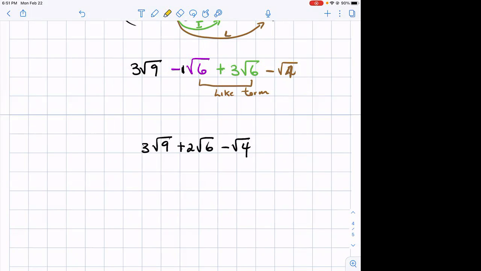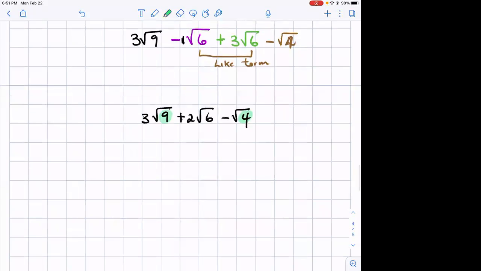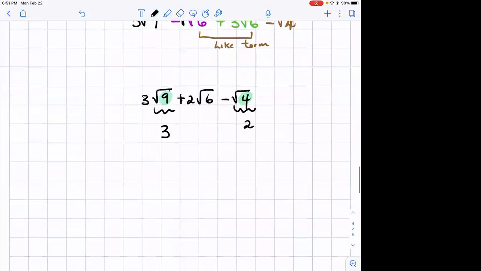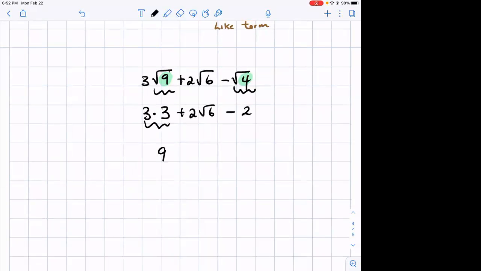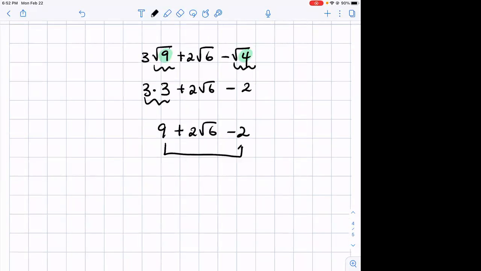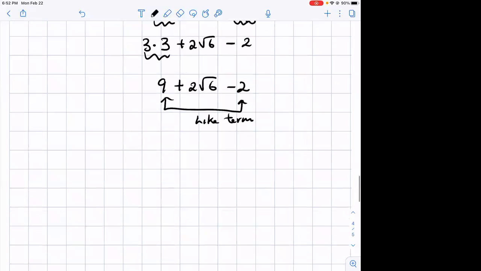And notice that we have perfect squares here, so those can be simplified. The root of 9 we know is 3, and the root of 4 we know is 2. So this becomes 3 times 3 plus 2 root 6 minus 2. 3 times 3 is 9, so 9 plus 2 root 6 minus 2. And once again, we have some like terms. So finally, we have 7 plus 2 root 6. Here is our final answer.